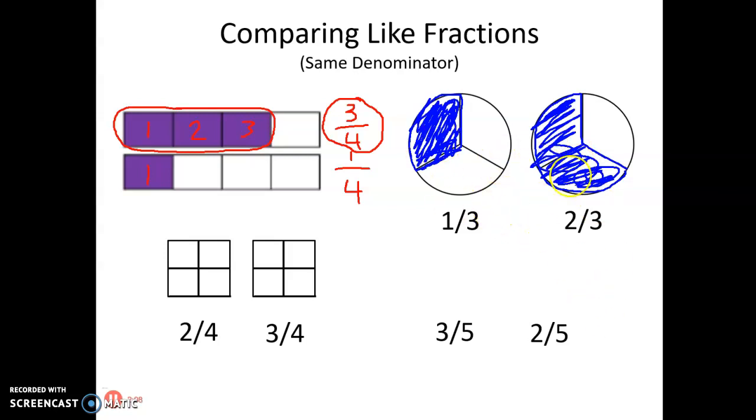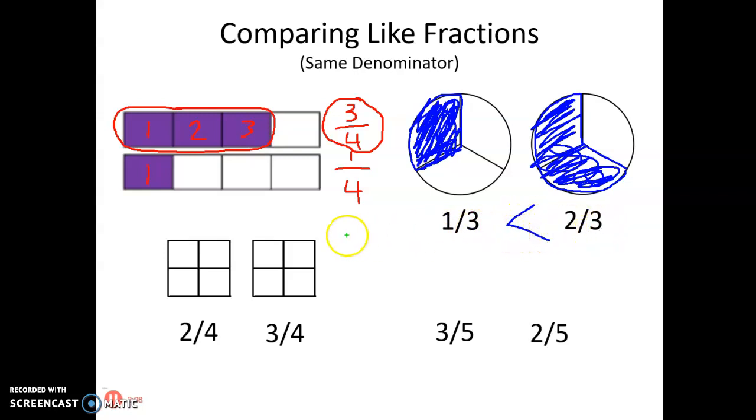Now, when comparing these, I have to figure out which symbol I'm going to use: greater than, less than, or equal to. I have to figure out which one has the greatest amount. So which one is my alligator going to want to eat? Which way is it going to point? Well, 2 slices is bigger than 1, so my alligator is going to want to eat 2/3. So 1/3 is less than 2/3.